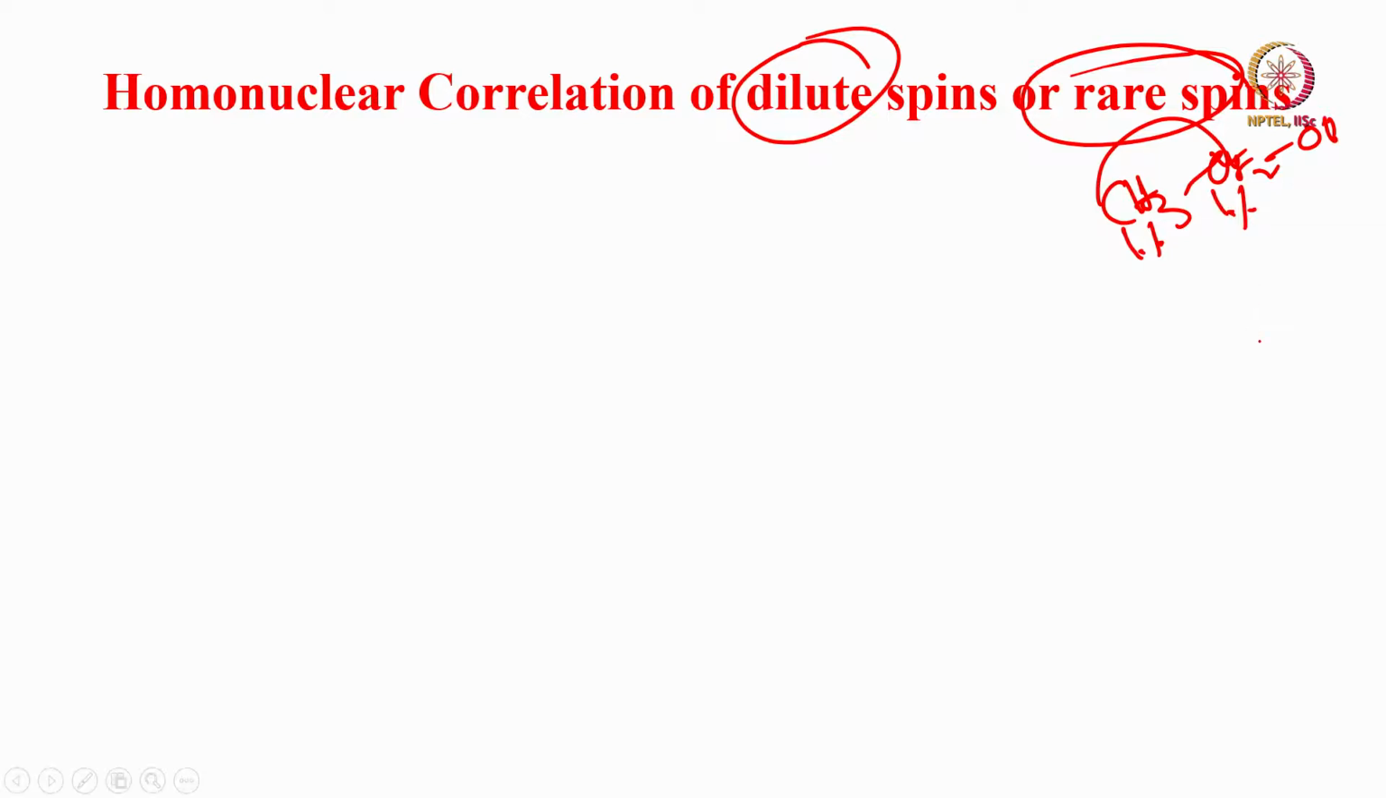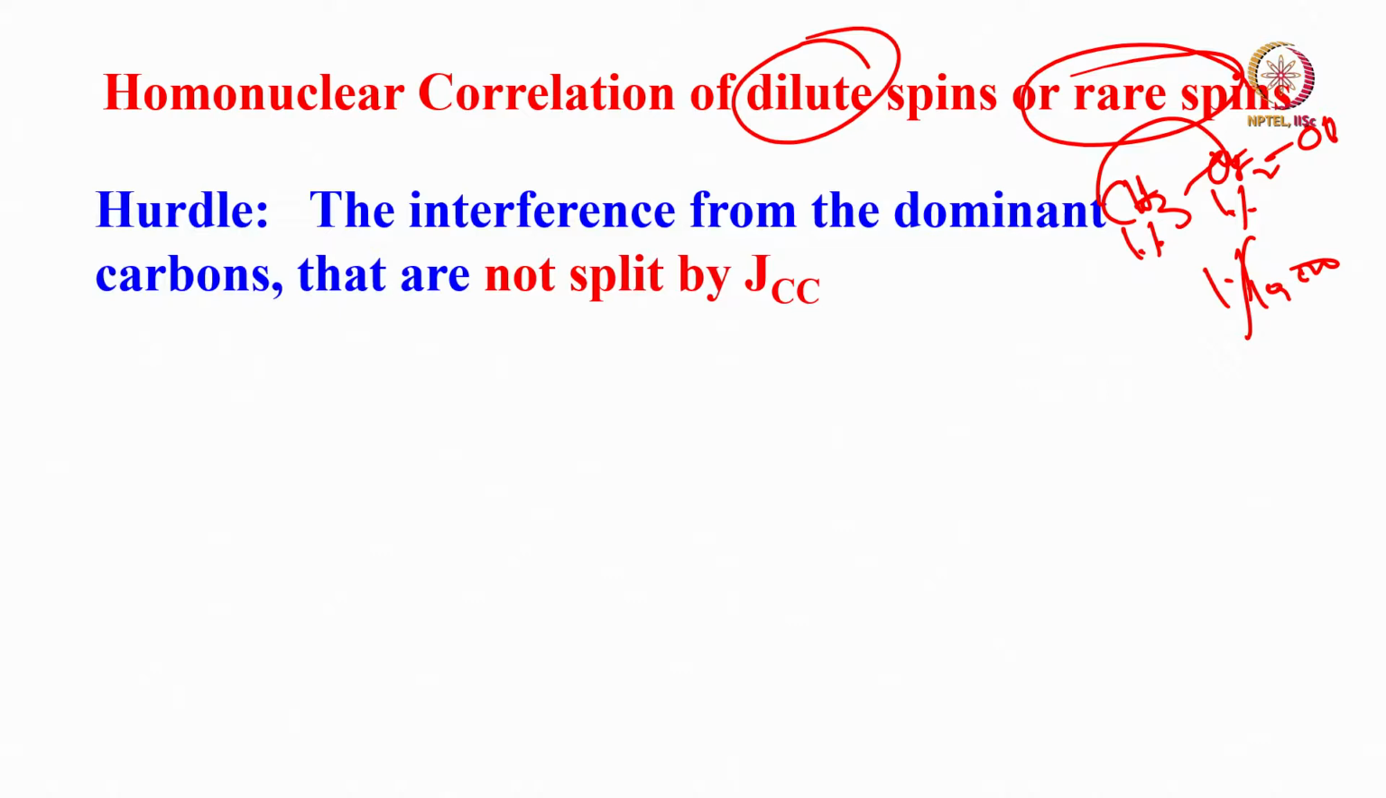When we discuss carbon 13 we discuss these things. So, the probability of seeing both in carbon 13 is 1 in 10,000, very difficult, and we have to correlate that. When you are trying to correlate, there is a very big hurdle. What is the big hurdle we are getting? You are getting the interference of the dominant carbons that are not split by JCC.